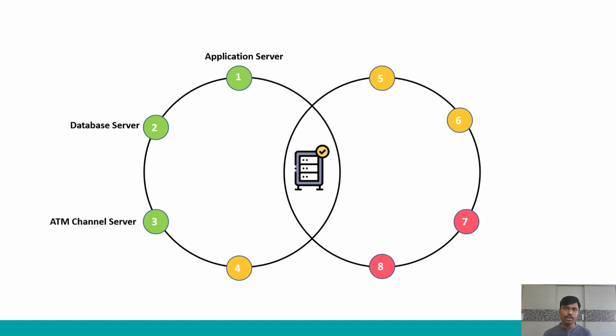So far we covered 3 servers: application server, database server, ATM channel server. We will be discussing, with the next example, 3 more servers: internet banking channel server, internet banking application server, and web server.